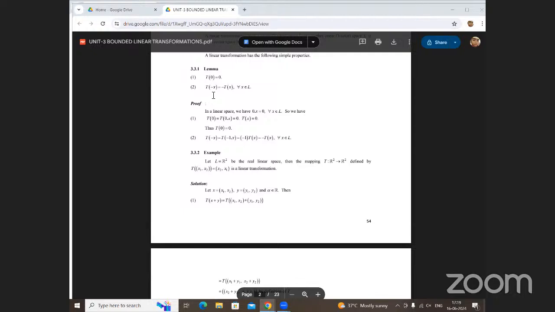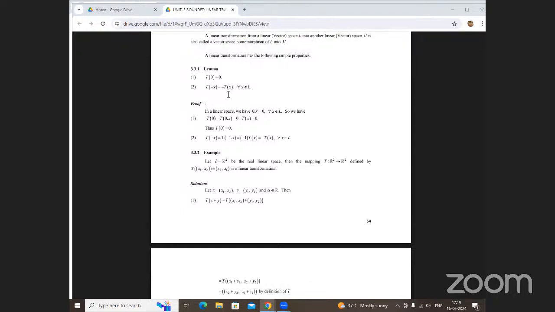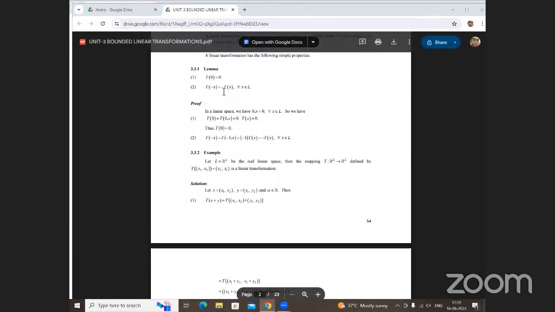And the second one, see this lemma: T of minus x equals minus T of x. Because the image of an inverse equals the inverse of the image. The image of an inverse mapping equals the inverse of the image. The image is denoted by T of x.